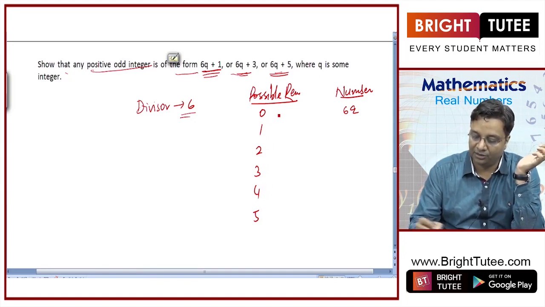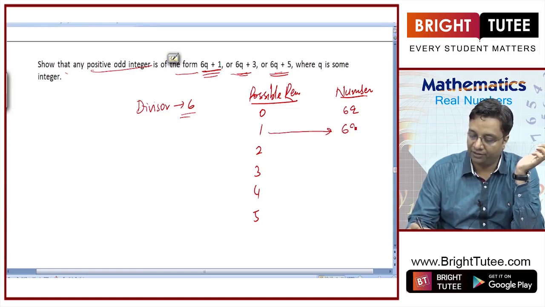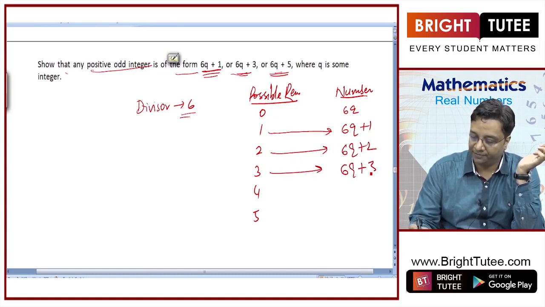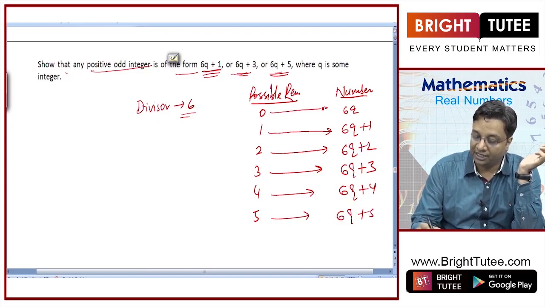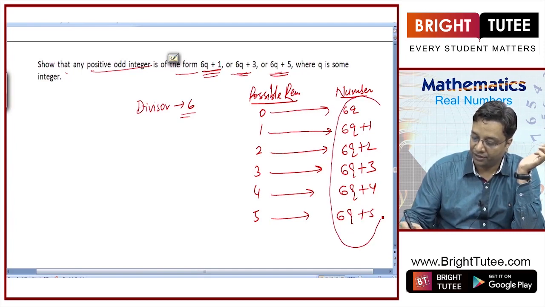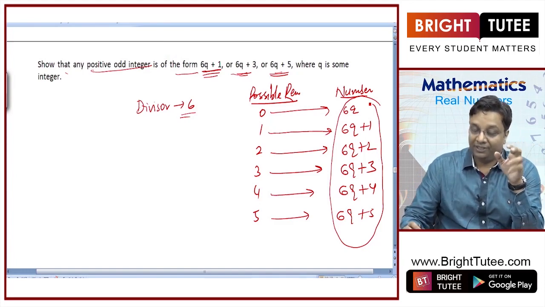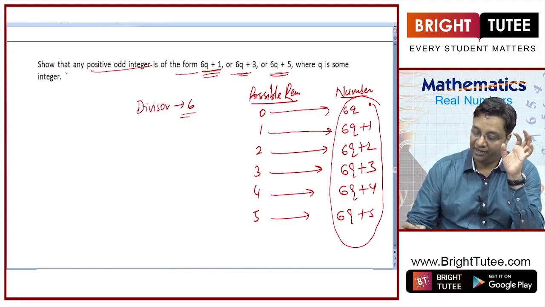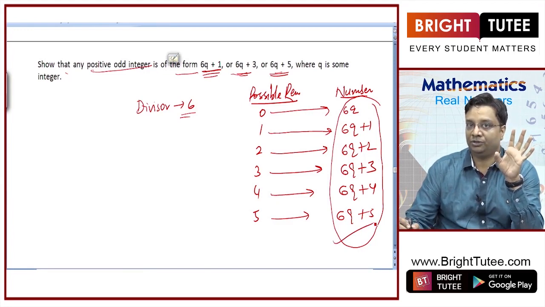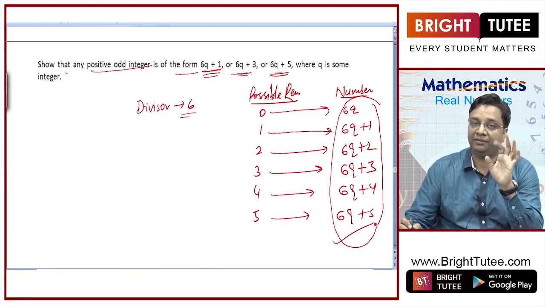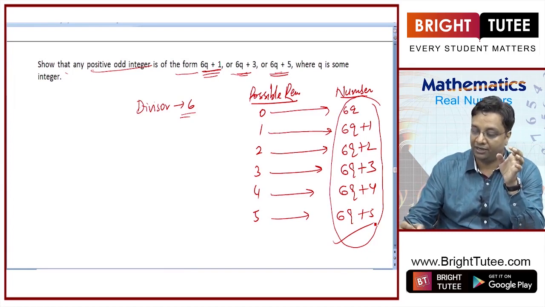So when the remainder is 0, the number will be of the form 6q. When the remainder is 1, the number will be of the form 6q plus 1, then 6q plus 2, 6q plus 3, 6q plus 4, 6q plus 5. So these are the only possible forms of writing a positive integer when the divisor is 6, right. So every positive integer can be written in these forms. There will be no positive integer left. You give me any positive integer, I will write that integer in this form, right.